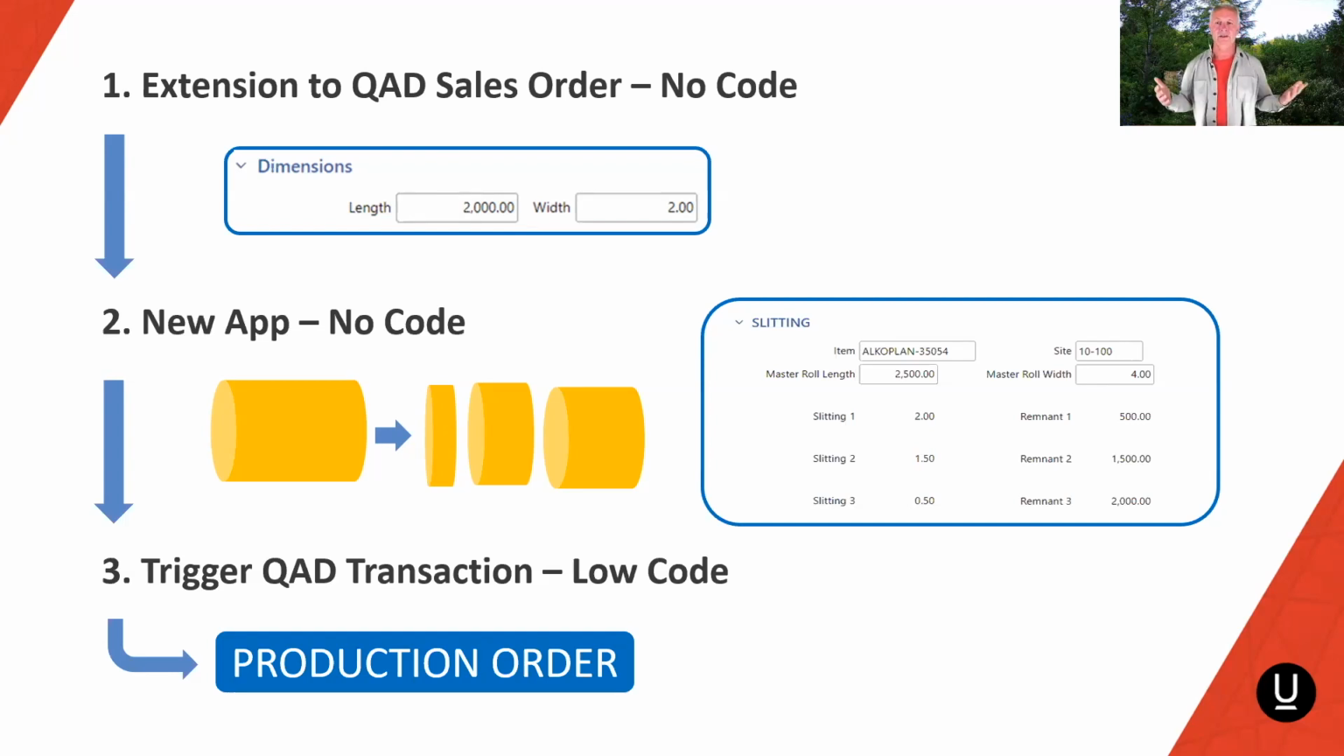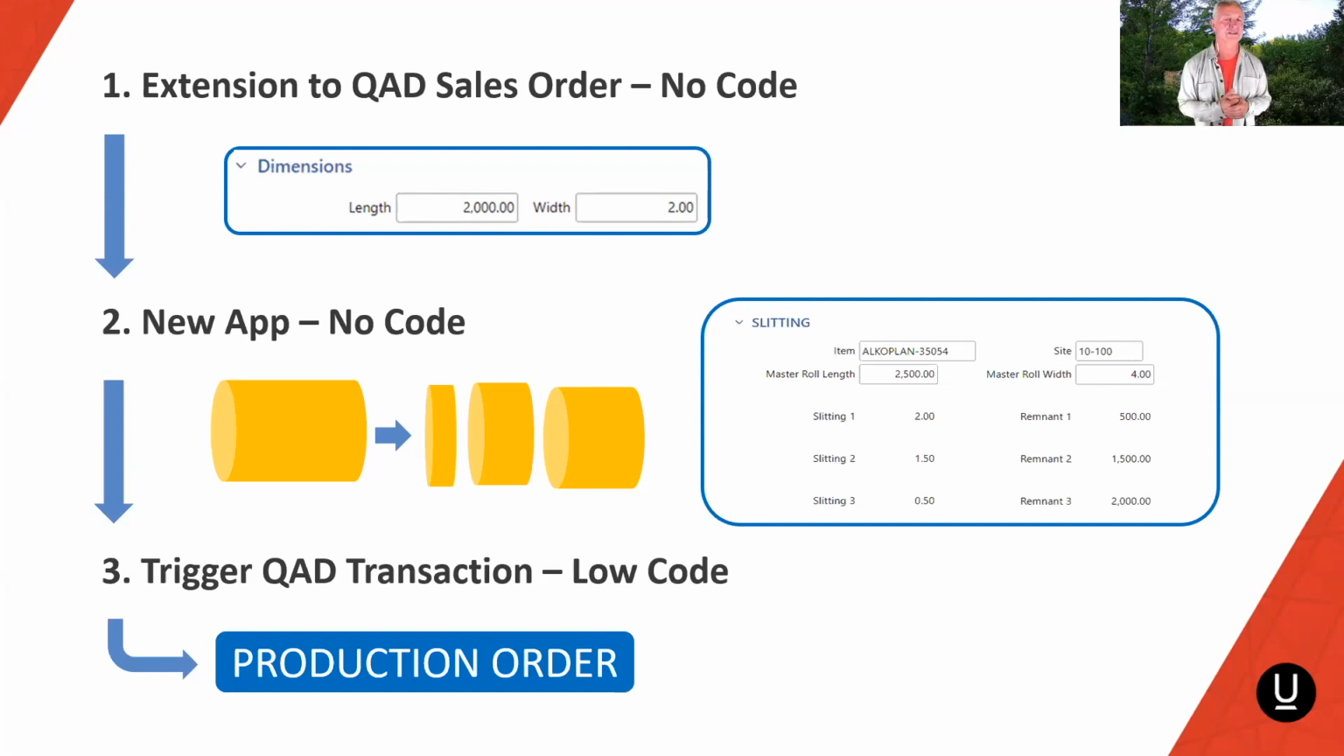Then you can modify if necessary, to say, yes, I need to optimize better because I know that this customer will order the same thing in two weeks' time. So let's modify the calculation slightly. After you have your numbers, to calculate what needs to be slit out of the master rolls.